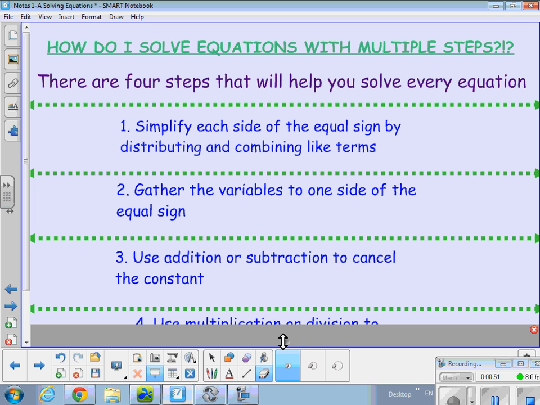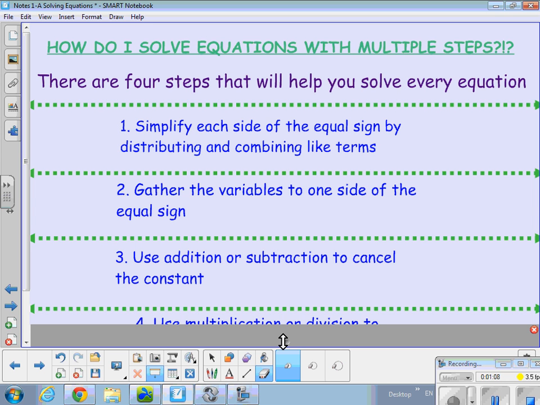When you start solving an equation, the first thing you want to do is simplify each side of the equal sign. You're going to do that by distributing and combining like terms. So you're going to start there. You're going to simplify each side. We don't want to worry about anything else right now, just getting that first side taken care of.